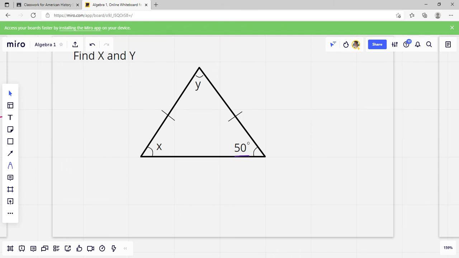Alright, so we've got x and y, and we've got 50 degrees. These lines through right here, this one shows us that it's related to that angle, and then this one is related to that angle. And these two lines right here mean that these two sides have the same measure. So this side is equal to this side. That means this angle has to be equal to this angle. So x has to equal 50.